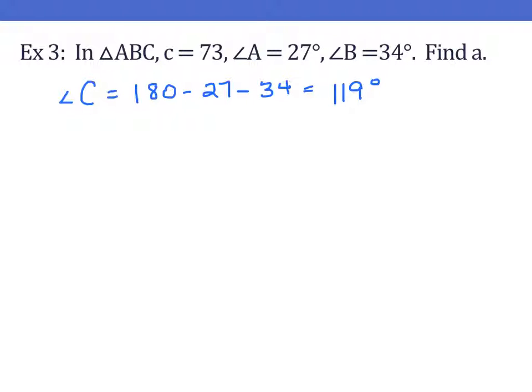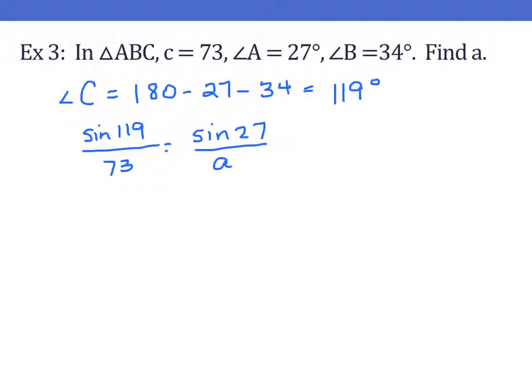I have my opposite. So I've got sine angle C, which is 119. We're going to divide that by side C. And then it says find A, so I'm going to use sine of 27. I don't need the 34 anymore.